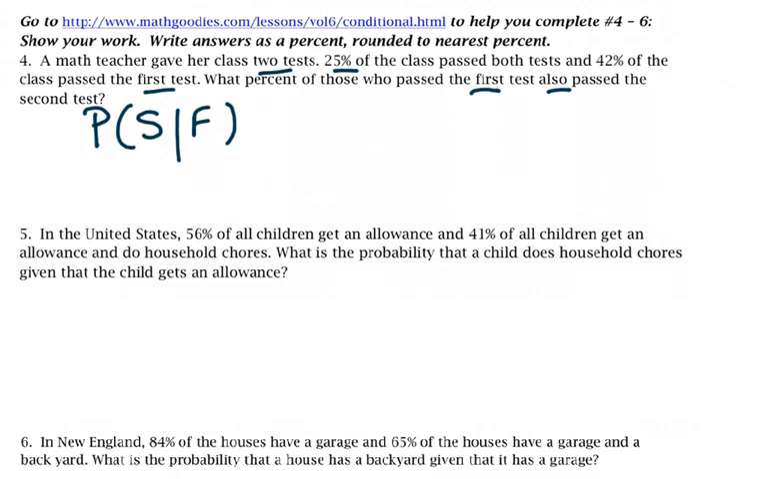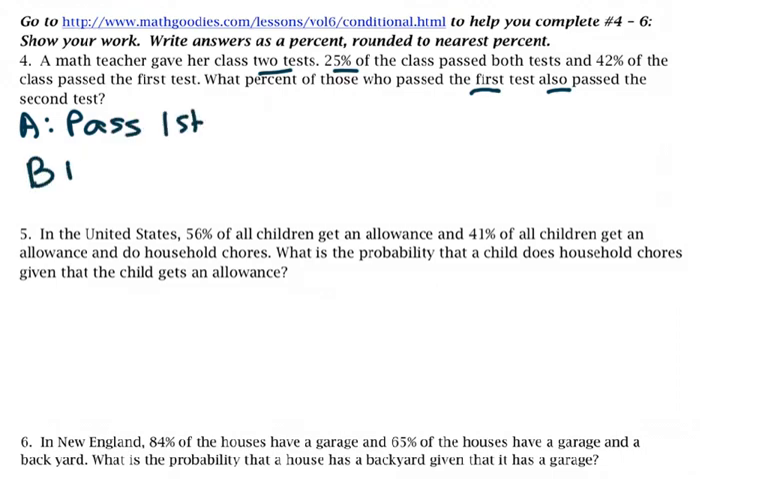And so let's call event A that they passed the first test. And event B will be that they pass the second test. Now it's possible that they passed both tests. It's possible that they only did one. But what's the probability that they passed the second test given that they passed the first test?